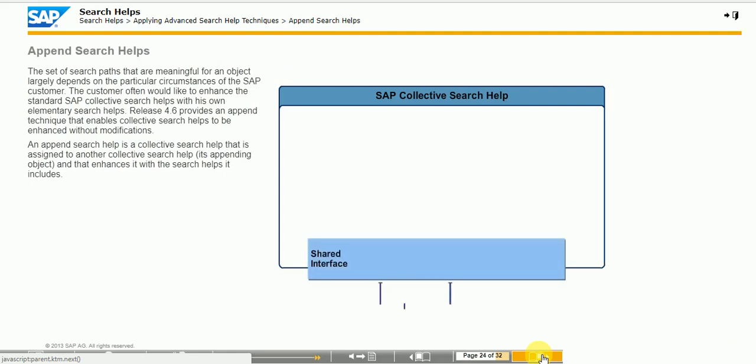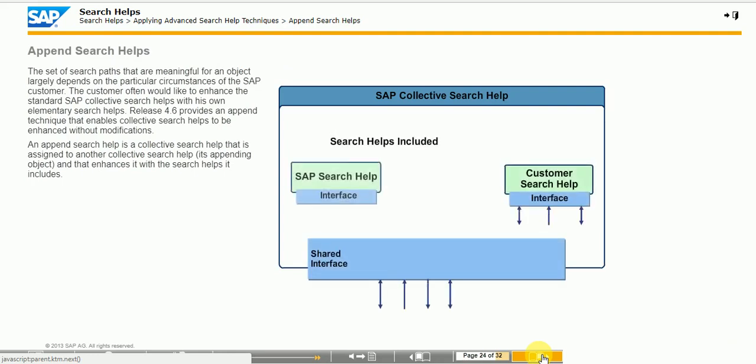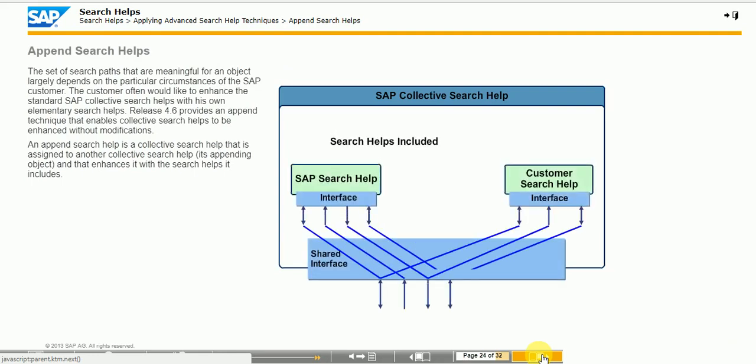The append search help uses the interface of its appending objects. The append search help is in the customer namespace. Normally, the search helps included in the append search help are also created by the customer and are in the customer namespace. However, the required elementary search help might already be provided by SAP, in which case the customer only has to add it to his own append search help.